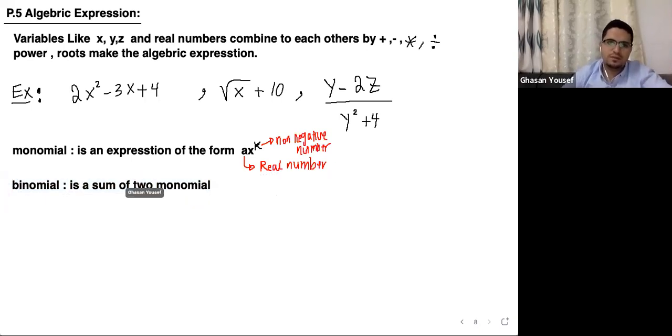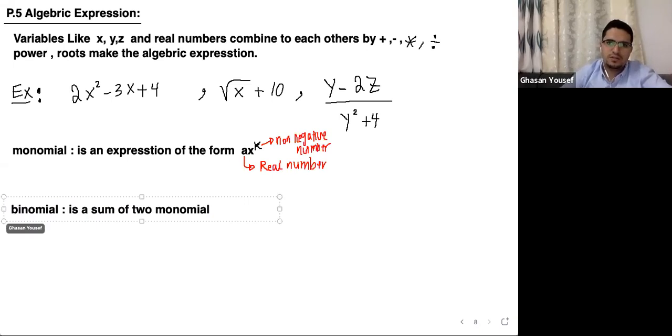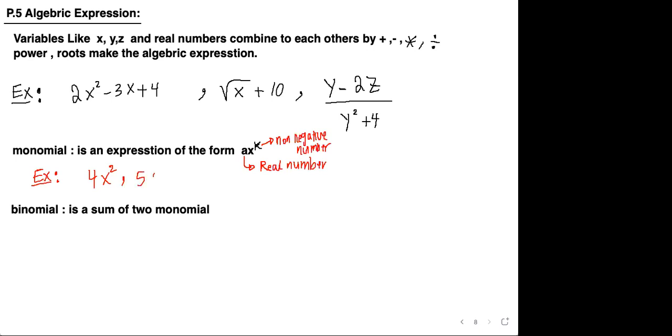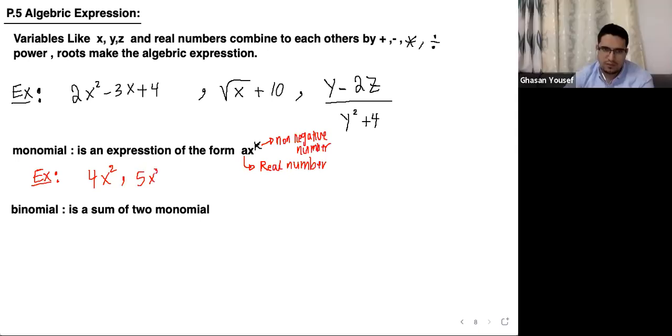Let me give you an example before we move to the third one. The first example for the monomial, like 4 times x to the power 2. This is a monomial. Another example, who will give me an example for a monomial? I gave one example. Who will give me the second one? 5x to the third power, yes. What about the number 5 only? Or the number 6, or 7. Is this a monomial?